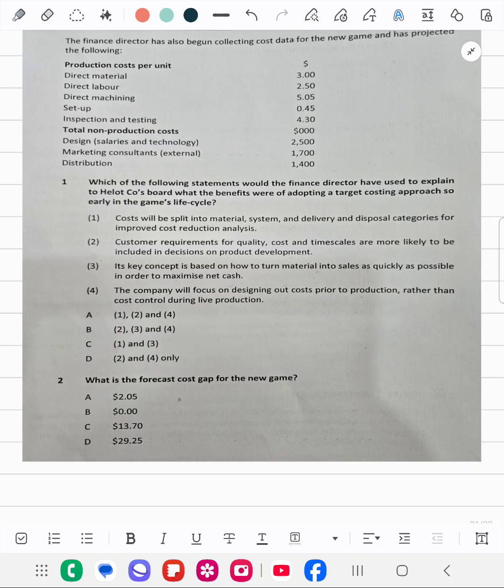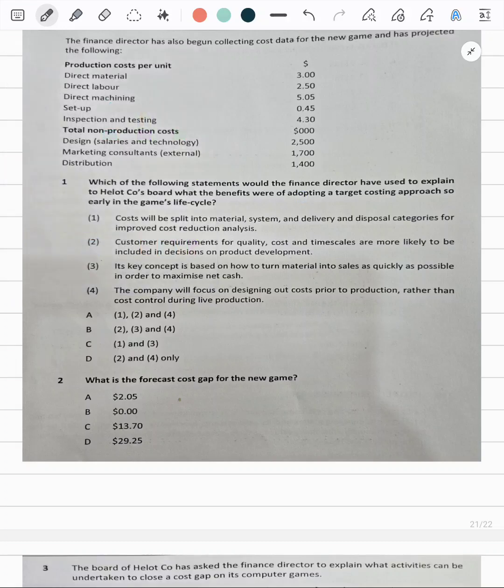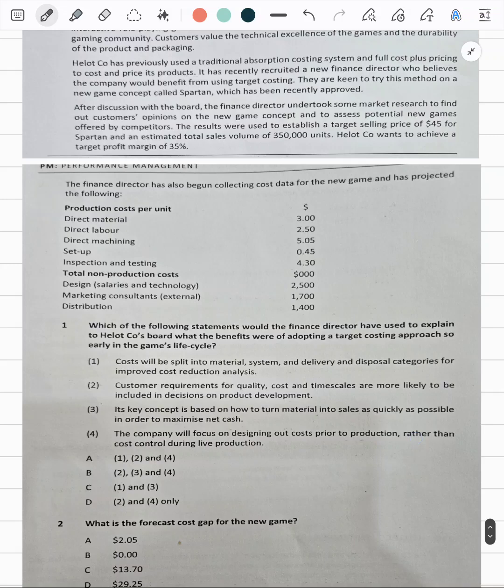Now what is the forecast cost gap for the new game? As mentioned earlier, what you need to do is calculate the forecast cost. So the forecast cost can be calculated from here. If I just add the production cost per unit, which is 3 plus 2.5 plus 5.05 plus 4.45 plus 4.3, I will get 15.3 till here, and this can be multiplied by 350,000.